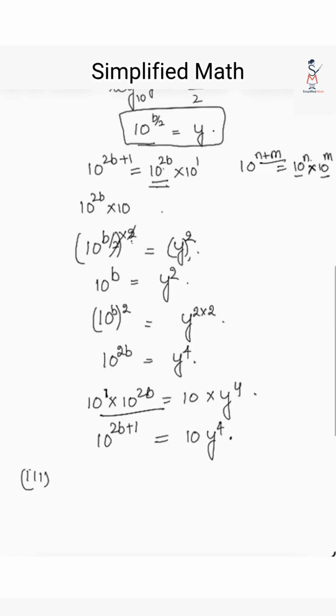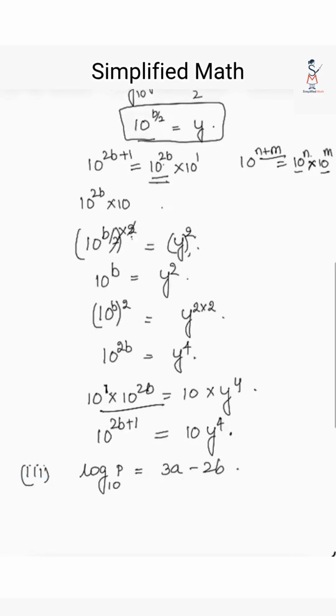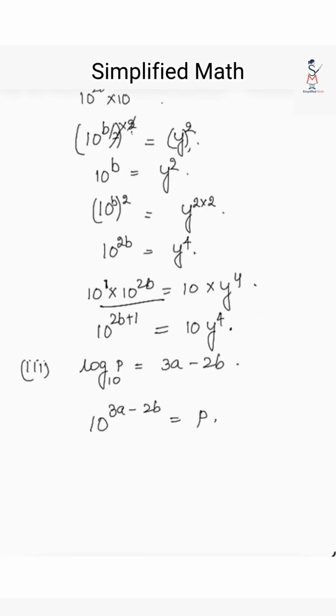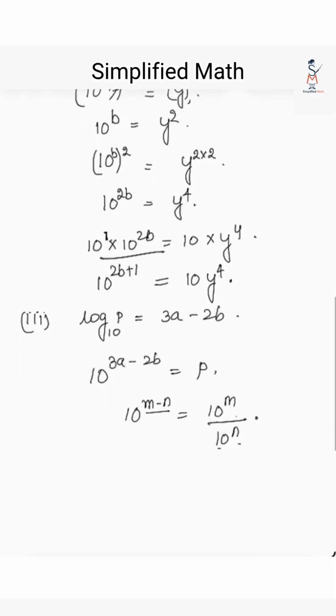Now the third one. The third one is log p to the base 10 is 3a minus 2b. Again we will change it into exponential form. So this can be written as 10 raised to the power 3a minus 2b is equal to p. Fine. And again we know the rule of exponent, that 10 raised to the power m minus n is 10 raised to the power m divided by 10 raised to the power n.